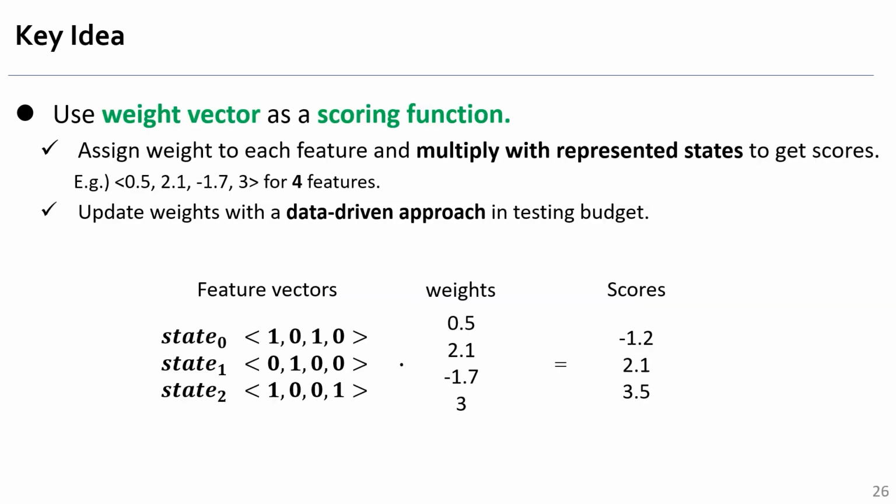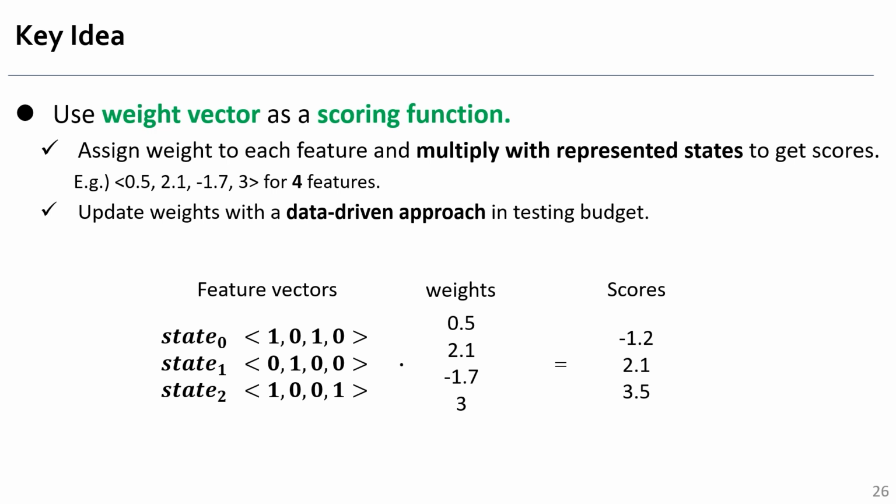So now we defined how to represent states, and we must define the corresponding scoring function. We use a weight vector including a weight for each feature as a scoring function. By multiplying the weight vector and converted states, we can get the scores of states easily. And each weight value for each feature will be updated during the testing budget with a data-driven approach. How we update them will be introduced in a later part of the presentation.